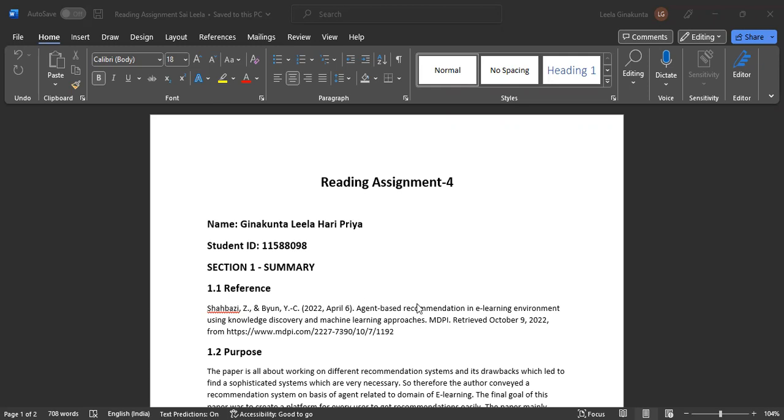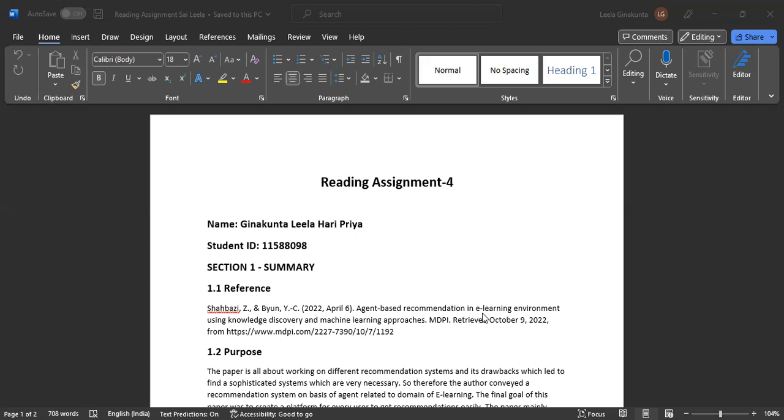Which is the agent-based recommendation in e-learning environment using knowledge discovery and machine learning approaches. Here the main agenda of this paper is how you can get recommendations in this particular e-platform, and how you can use knowledge discovery and machine learning approaches in order to get the recommendations.